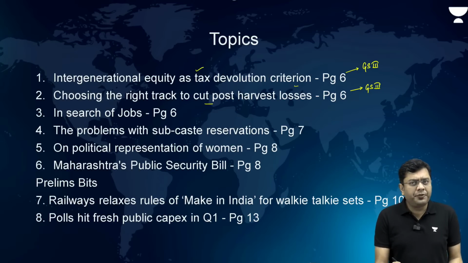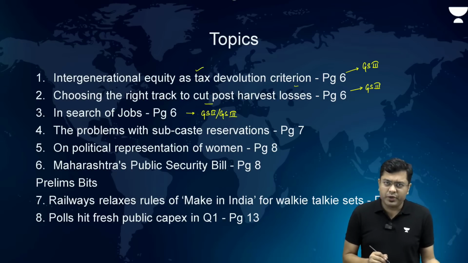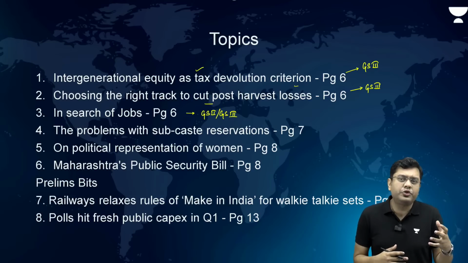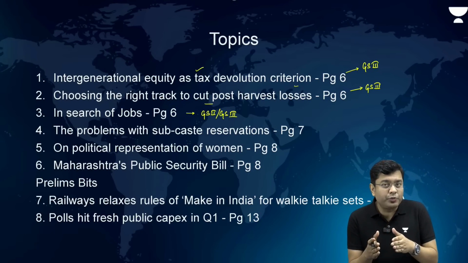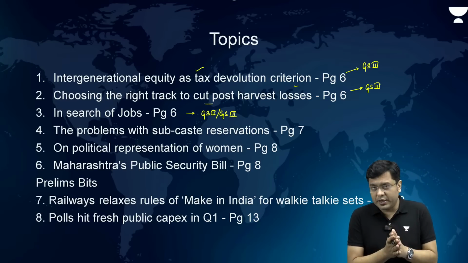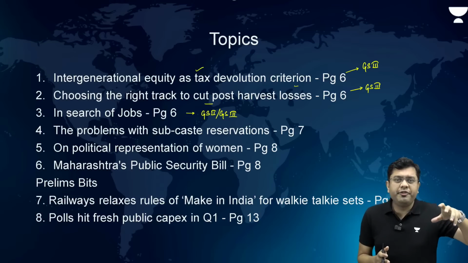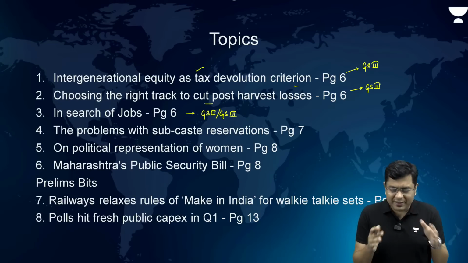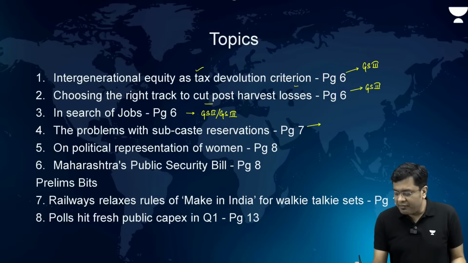In search of jobs, the problem of job creation, that is relevant for your GS paper 2 as well as GS paper 3. The problems with sub-caste reservation. This follows the Supreme Court's observation with regards to the reservation that needs to be given even within the caste groups. So what are the arguments in favor and against that have been represented by the article? That is something that we are going to declutter, relevant for your GS paper 2.